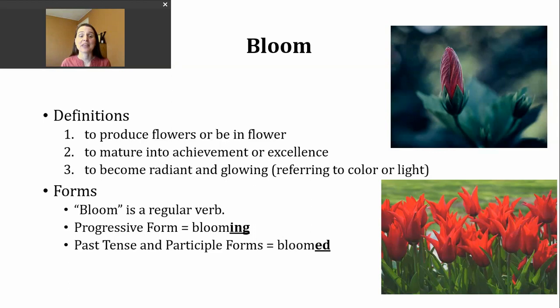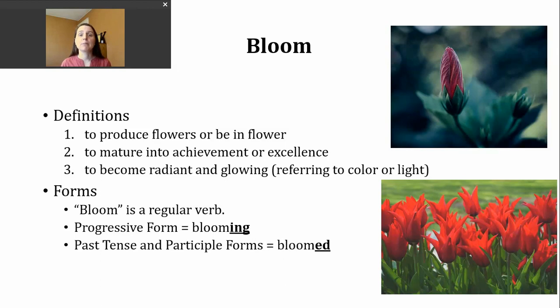You should know that bloom is a regular verb. To make the progressive tense, we're going to add ing to form blooming. The past tense and participle forms of this verb are made by adding ed. The base verb bloom ends in this voiced M sound. So our ed ending is going to make a D sound.